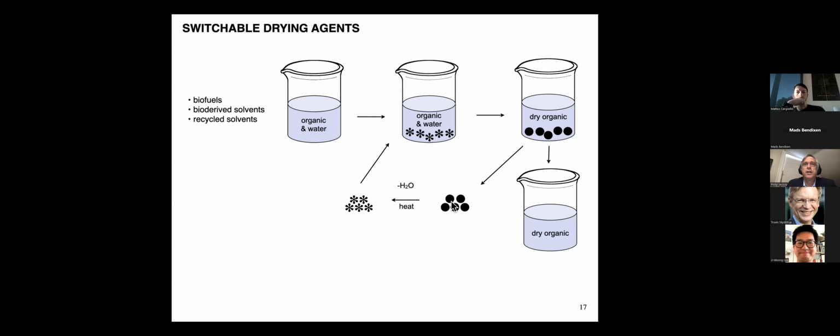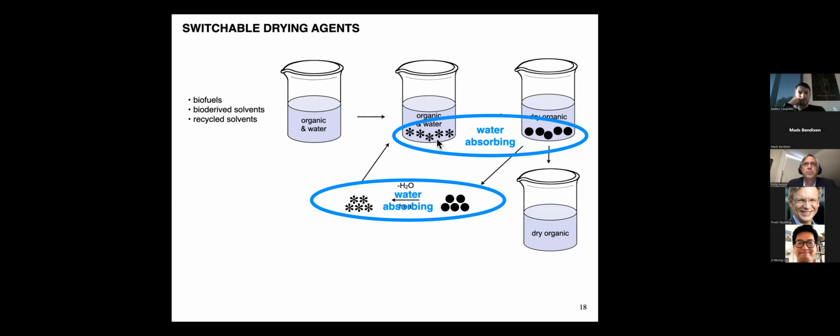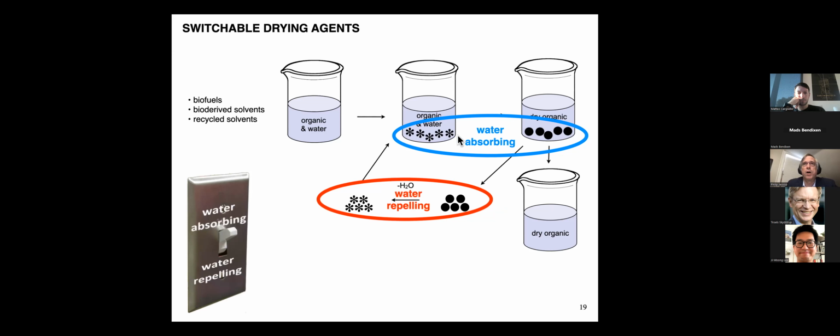But when you try to regenerate your drying agent, it takes a lot of heat, a lot of energy. So you're really not saving much energy. So we need to figure that out. The problem is that the drying agents are water absorbing when you want them to be, but they're also water absorbing while you try to release the water. So we need a switchable material that will be water absorbing while it's doing the drying job, but water repelling when you try to do the regeneration of the material. So we want a drying agent that will spit the water out in the regeneration step.